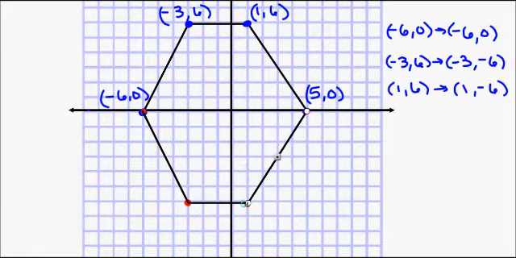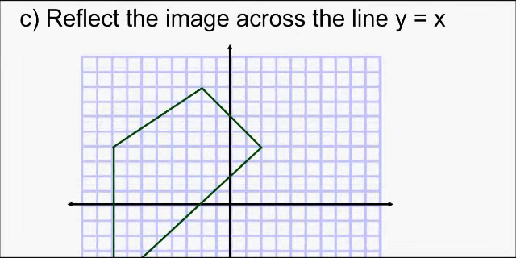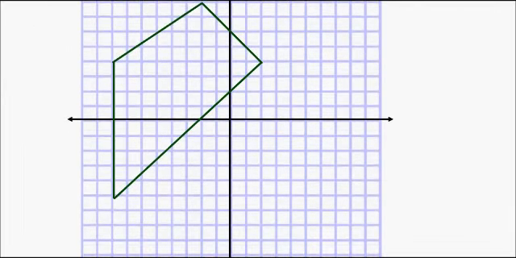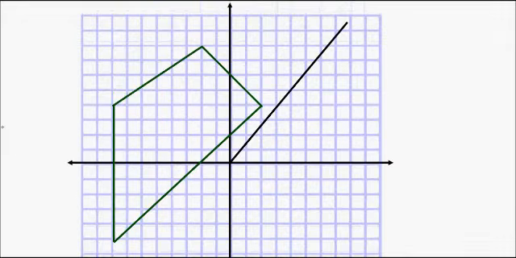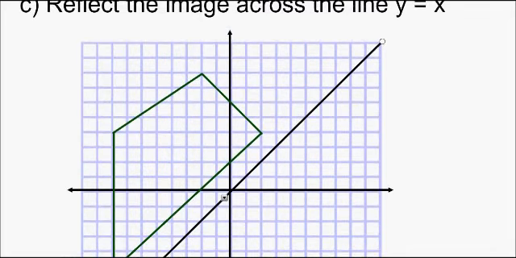And I connect the dots, and here's our picture. Reflect the image across the line y equals x. So this one I'm actually going to draw in my line of reflection first. Okay, so here's the line y equals x. And remember our rule for this one, your x and y's switch. So (x, y) becomes (y, x).